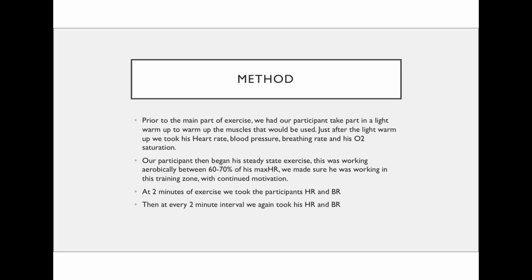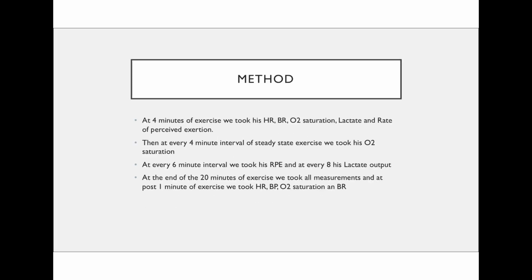This was working aerobically between 60 to 70% of his max heart rate. We made sure he was working in this training zone with continued motivation. At 2 minutes of exercise, we took the participant's heart rate and breathing rate. Then at every 2 minute interval, we again took his heart rate and breathing rate. At 4 minutes of exercise, we took his heart rate, breathing rate, O2 saturation, lactate, and rate of perceived exertion.